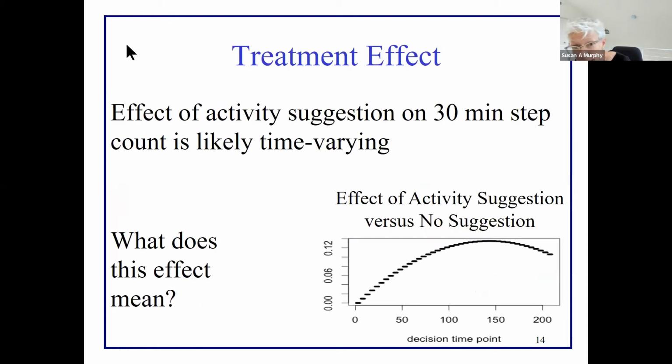Okay, so let's think about the effect of giving an activity suggestion versus not sending a message on the subsequent 30-minute step count. Of course, I want to know if that effect depends on the weather outside, if you're at home or work, time of day, whether or not last night you said that the app was really aggravating you or not, and so on. But let's not go there just yet. Let's just look overall, what is the effect of this activity suggestion versus not getting a suggestion on your step count.